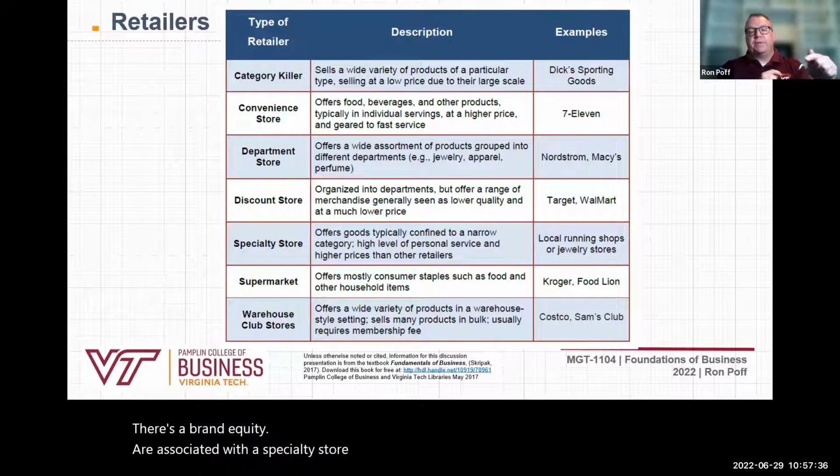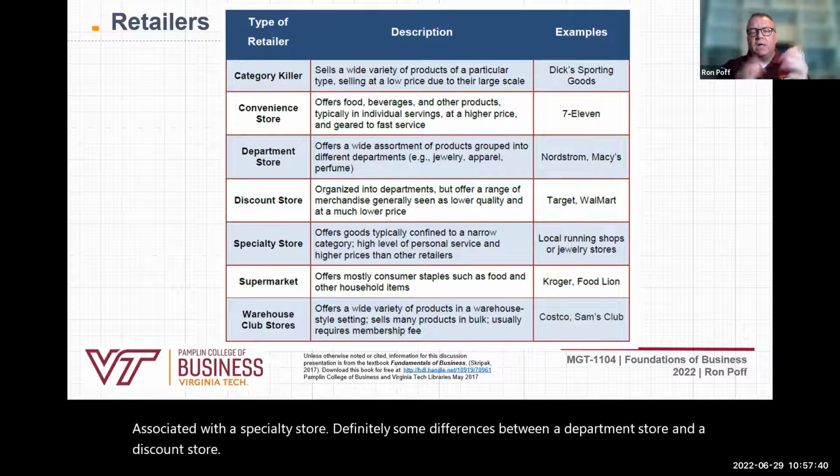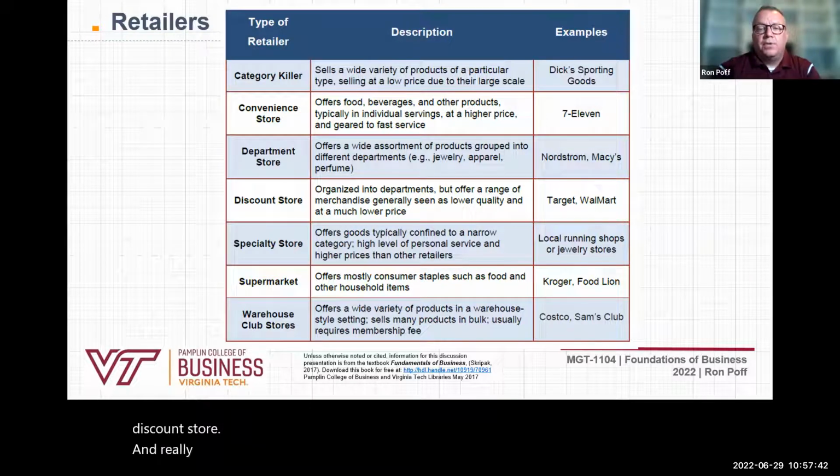Definitely some differences between a department store and a discount store, and really understand those, especially from a quality expectation point of view.